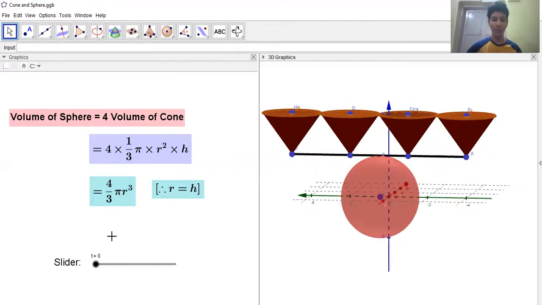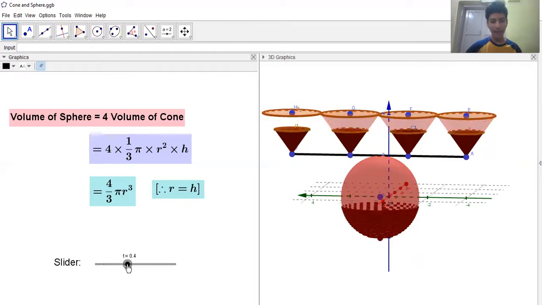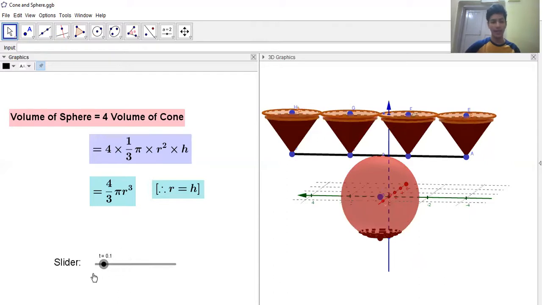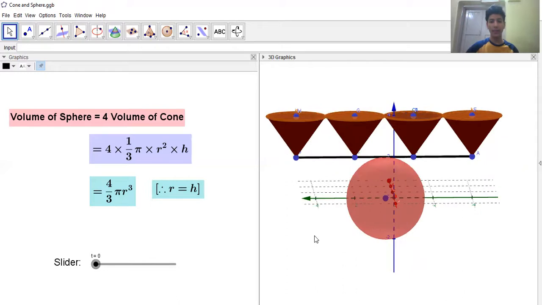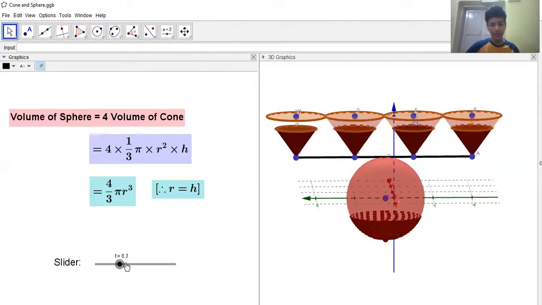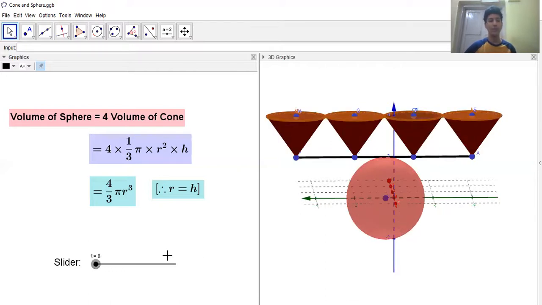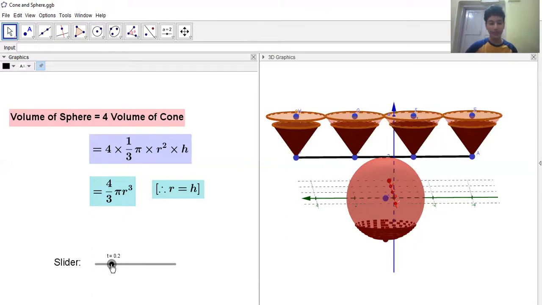volume of the sphere. So as you can see, I have filled the cones with some amount of liquid. We can call it color liquid right now. So they're filled with a red or maroon liquid. So the liquid inside the solid shapes represents their volume. So as we have a cone filled with four color liquids, we have the volume of four cones.